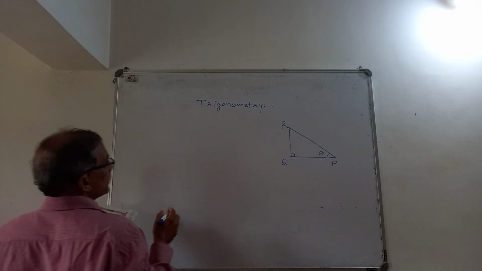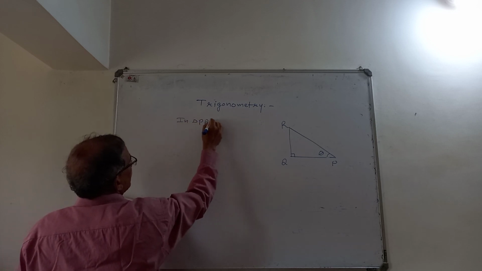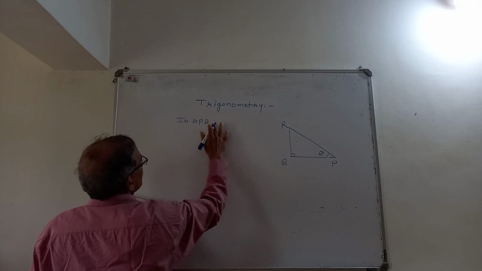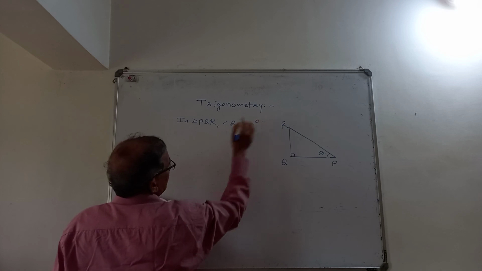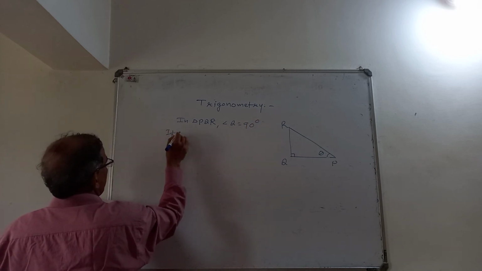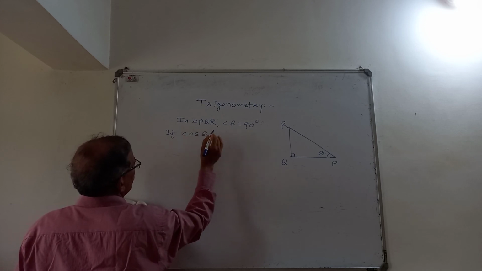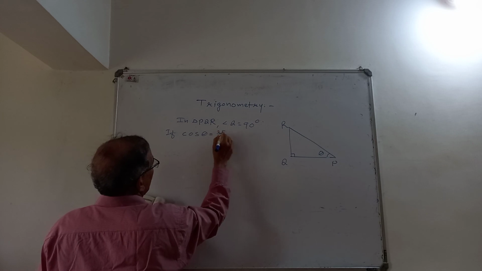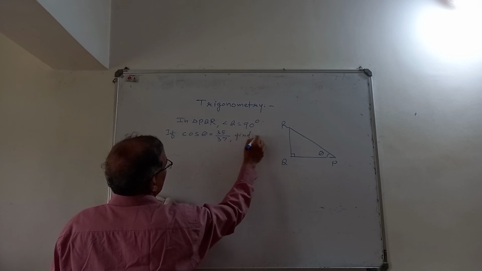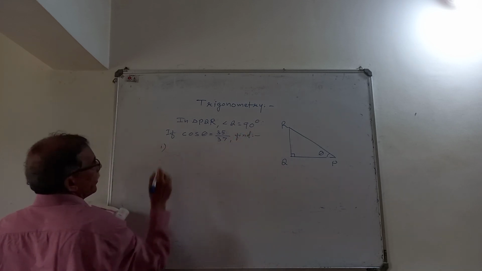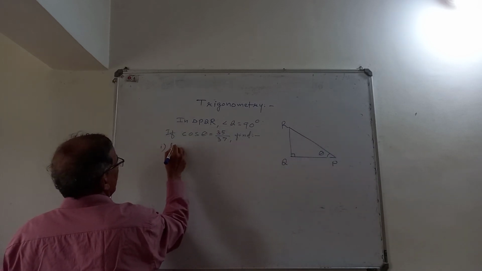Now see, in triangle PQR, angle Q is equal to 90 degrees. If cos theta is equal to 35 upon 37, find: number 1, the length RQ; number 2, sec of angle R; number 3, cot of angle theta.